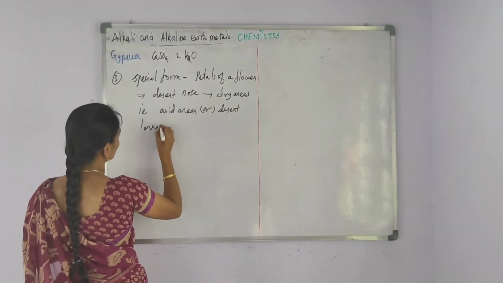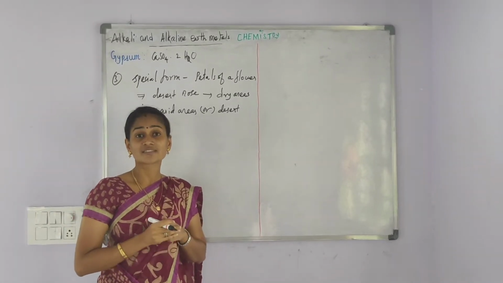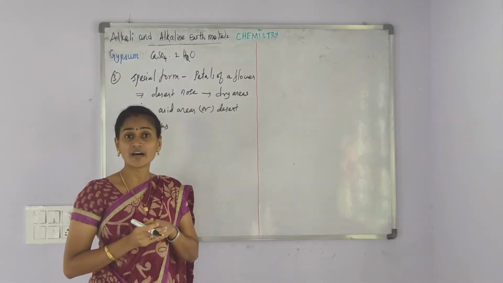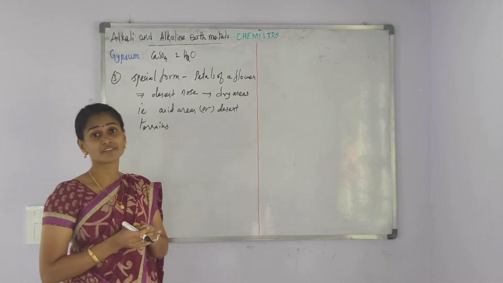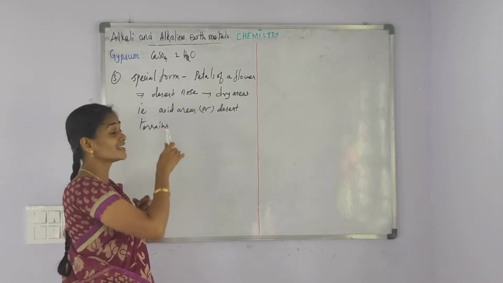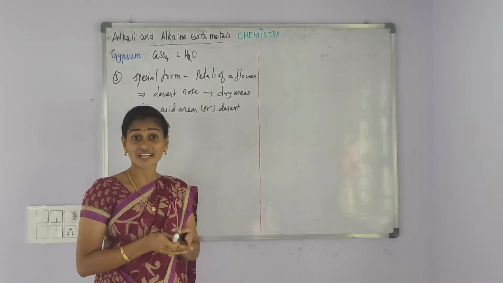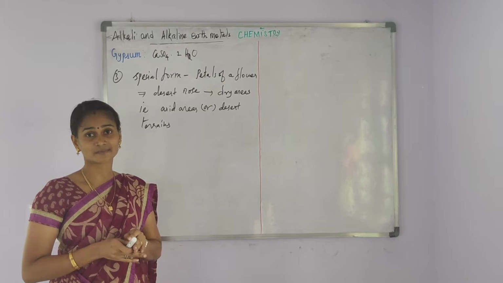I am repeating, gypsum crystals are found sometimes in a special form. The special form resembles the petals of a flower. This type of gypsum is referred to as desert rose. This desert rose is present in dry areas like arid areas or desert terrains.